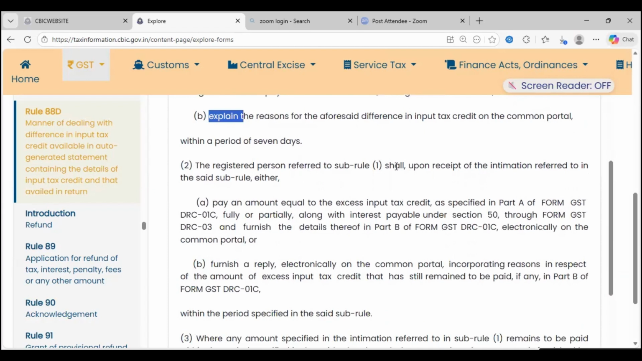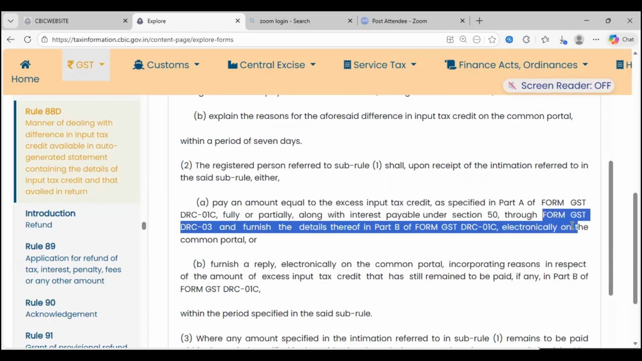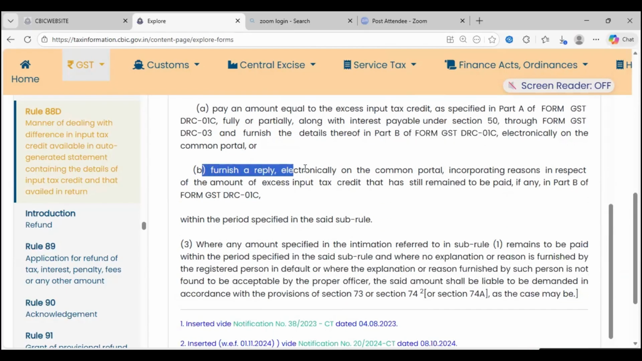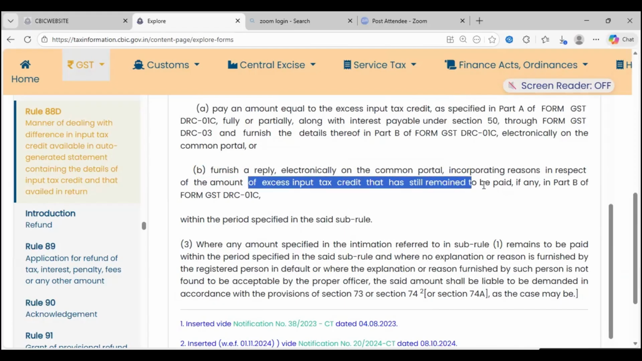The registered person in sub-rule 1 shall, upon receipt of that intimation, pay, in case you are thinking that it is a wrong claim, an amount equal to the excess input tax credit as specified in Part E through Form GSTR3. Using the GSTR3 challan, I have to remit to the government and furnish the details in Part B, saying that, sir, I agree and I have paid this. Or give a reply, furnish a reply electronically on the common portal. No manual, it's electronic, automated. Incorporating reasons in respect of the said amount of excess input tax credit that still remains to be paid, if any, in Part B of 1DC.